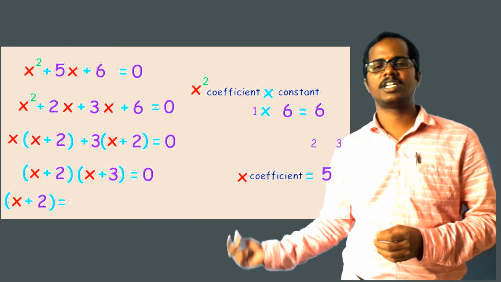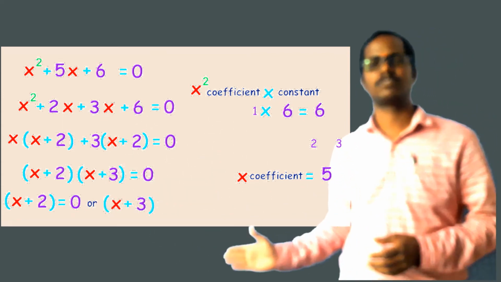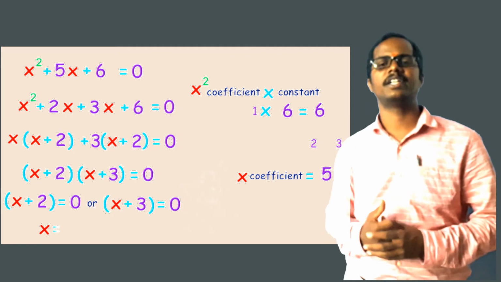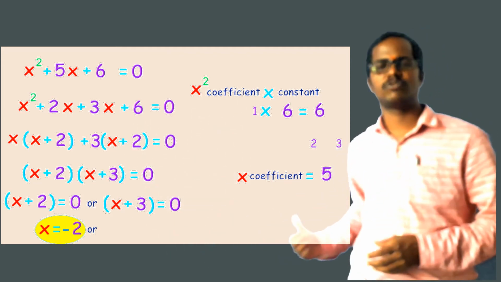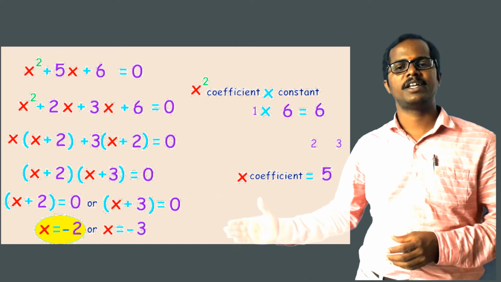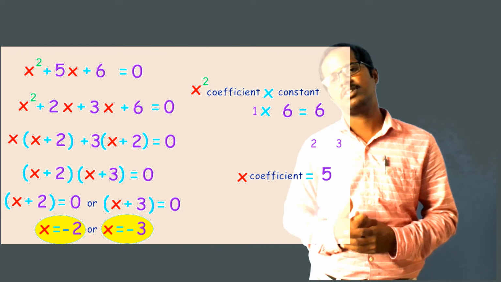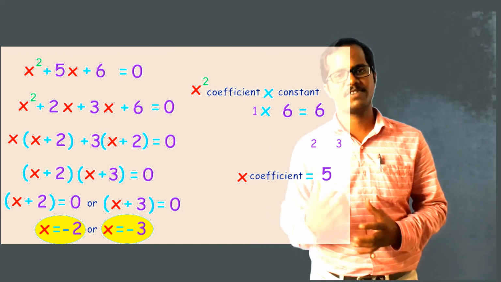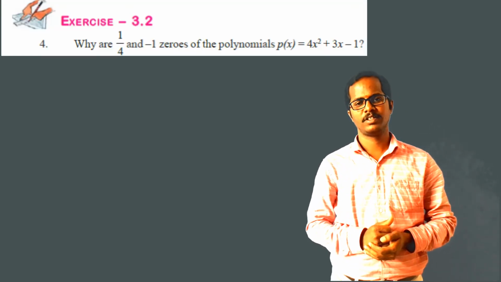x plus 2 will be equal to 0 or x plus 3 will be equal to 0. So by taking x plus 2 equals 0, we get x equals minus 2. And if we take x plus 3 equals 0, we get x equals minus 3. So therefore minus 2 and minus 3 are the required zeros of the given polynomial, that is x square plus 5x plus 6.